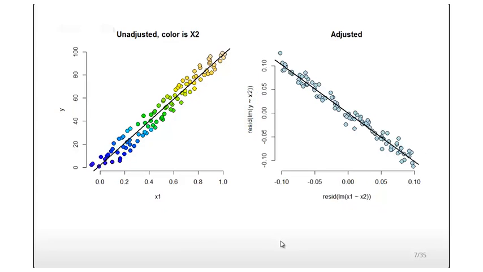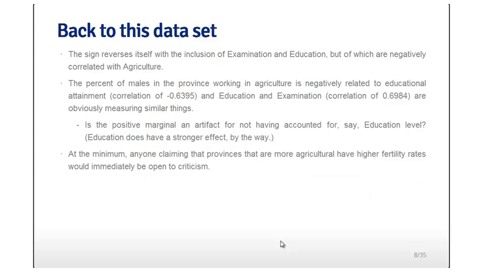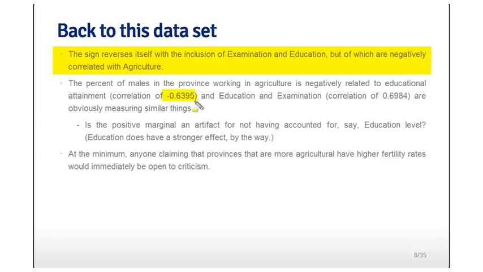Okay, so it is possible, of course, when you adjust for another variable, for a coefficient of interest to reverse its sign. So in this data set, the sign reverses itself with the inclusion of examination and education, both of which are negatively correlated with agriculture. Right, so the higher the percentages for examination and education, the lower the percentage of males working in agriculture for those provinces. Remember, again, this is 1888. In fact, this negative correlation is negative 0.64. And education, by the way, I'm saying education and examination, but these are kind of measuring the same thing. They have a correlation of 0.7.